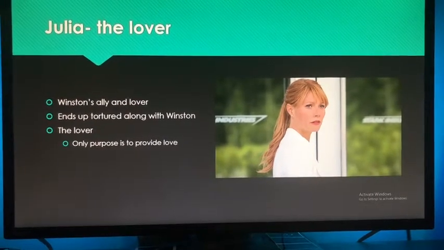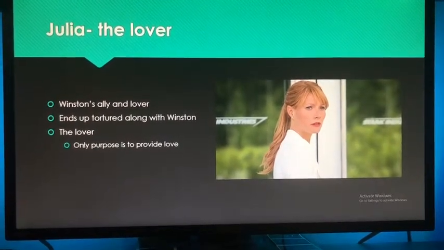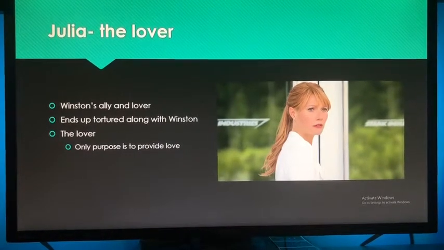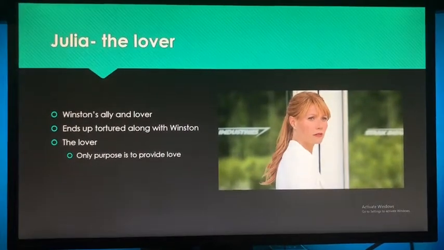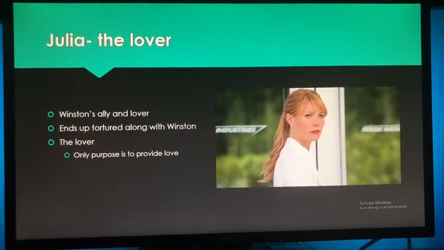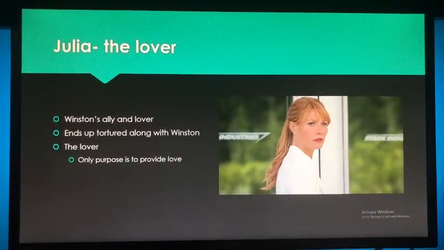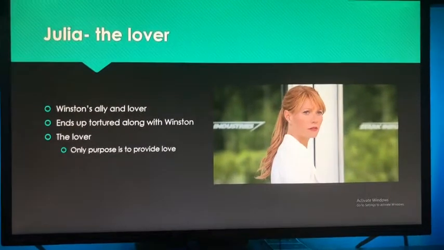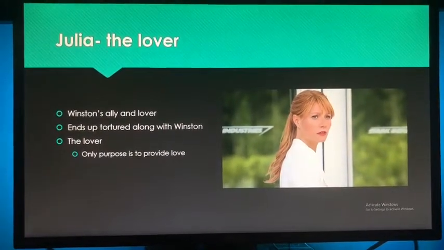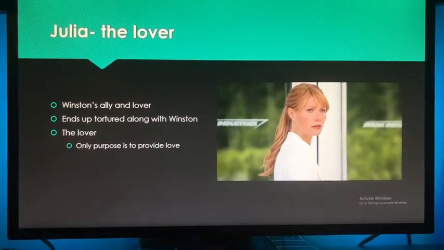Throughout the novel, she pushes Winston to do what he believes in, and in the end, they are both tortured and forced to lose their love for one another. So here we got Pepper Potts, and she loves Tony Stark. She supports him, and she hopes that he does the best. And sometimes she doesn't like his job, but she deals with it because she loves him.